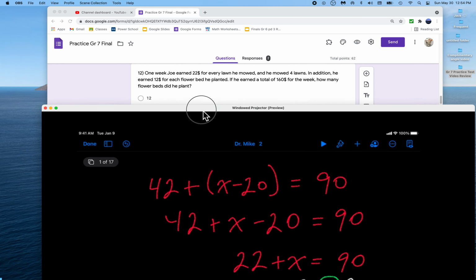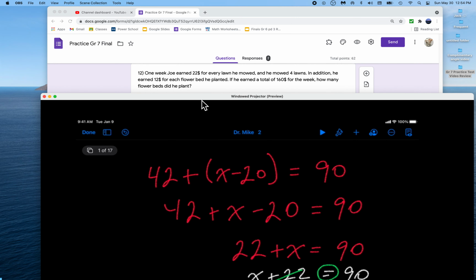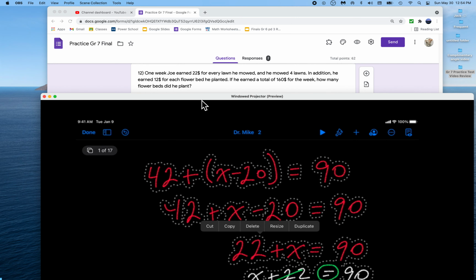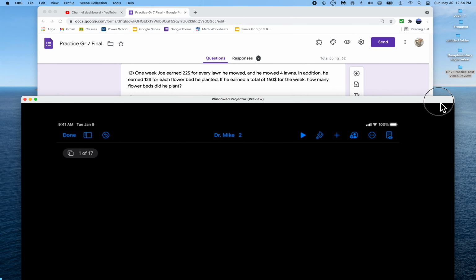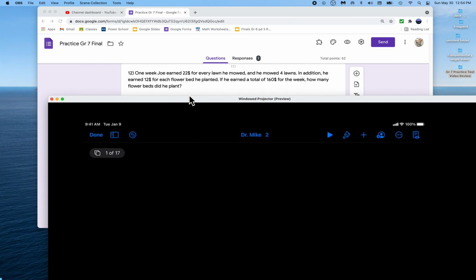Okay, now we have another word problem. Again, folks, with this or any word problem, it's about taking the words and translating it to math. Let's see if we can do that. Okay. One week, Joe earned $22 for every lawn he mowed, and he mowed 4 lawns.